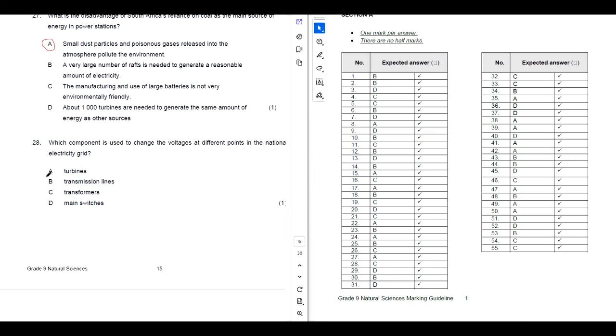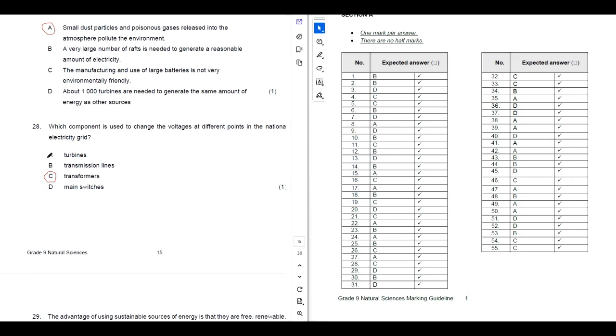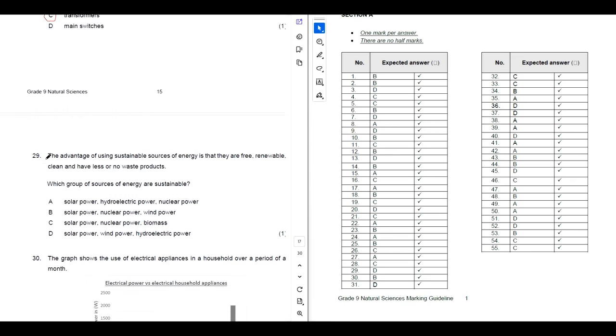Okay, and then next we will move to question 28, which says: which component is used to change the voltages at different points in the national electricity grid? So we can see that that's very easy. Those are transformers, right? So our answer will be C, because we do have transformers on our options.